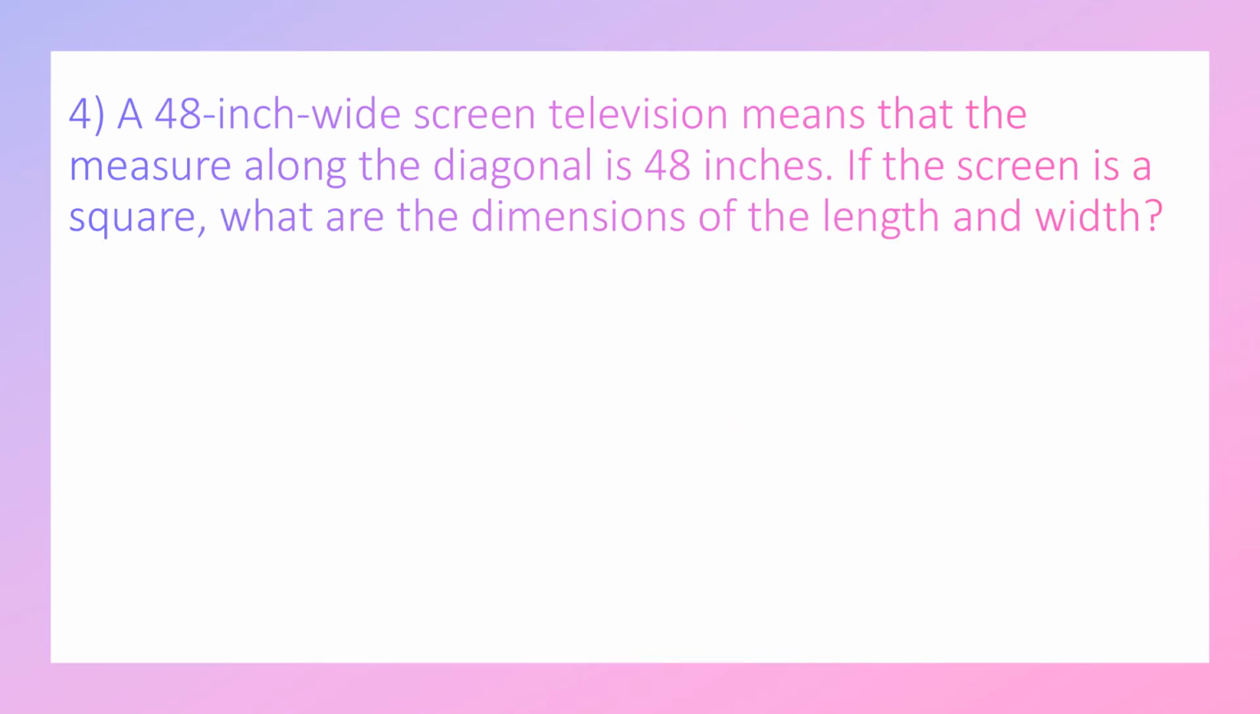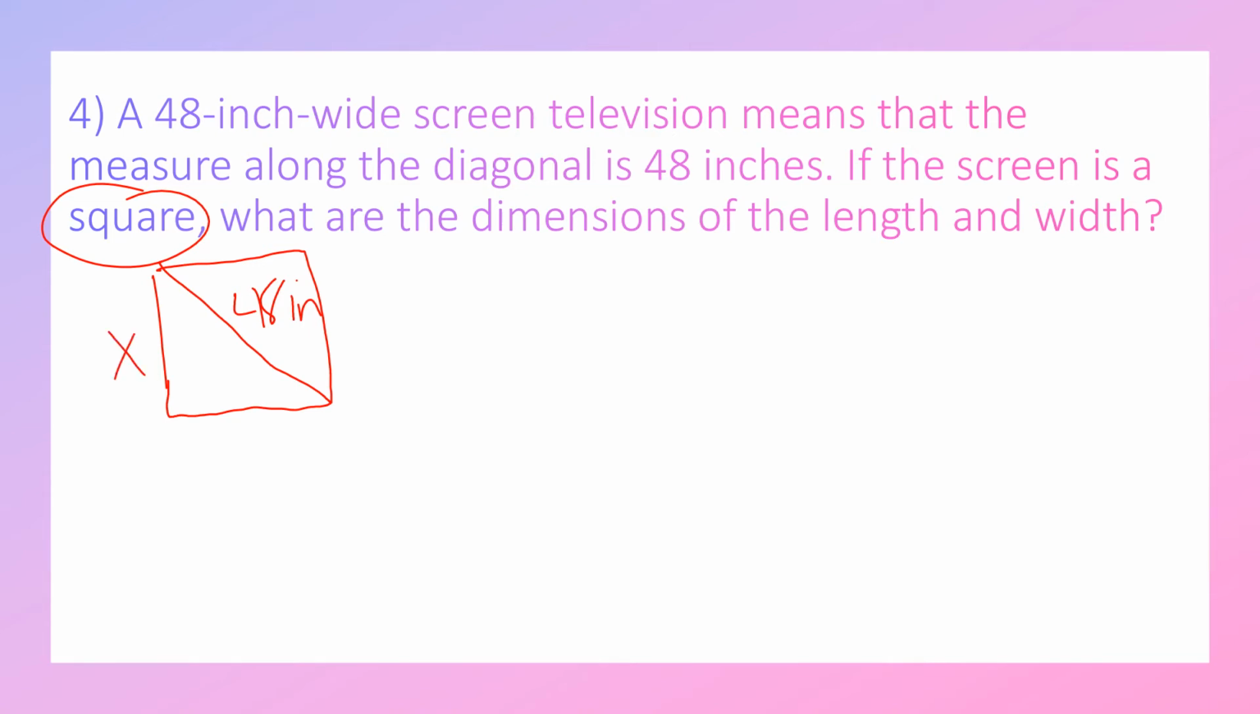A 48-inch wide screen television means that the measure along the diagonal is 48 inches. So this is 48 inches here. If the screen is a square, what are the dimensions of the length and the width? Okay, if it's a square, it means all of the sides are the same length. So we're going to use x and x here, and then we are going to plug it into the Pythagorean theorem to find out what x is.